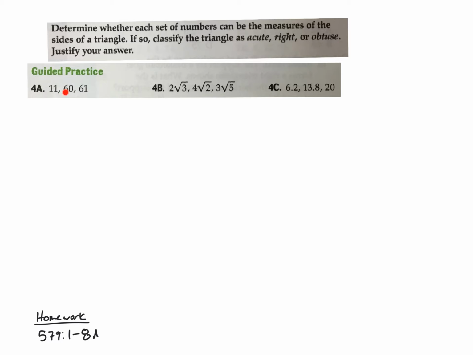So pretty much what I need to do is check to make sure that if I add up any two sides, it has to be larger than the third side. These two are going to be 71, it's bigger than this. If I add up these two, it's going to be bigger than that. If I add up those two, it's going to be bigger than that. So can it be a triangle? Yes, it can. So now let's classify it as either acute, right, or obtuse.